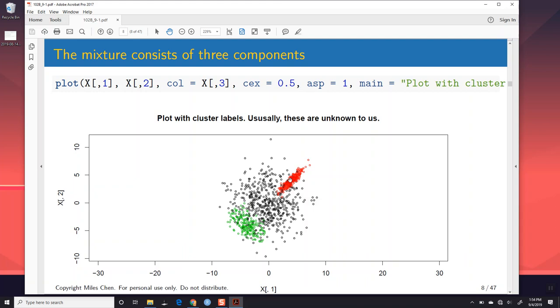Although visually, because we have an idea that the distribution looks like this ellipse, we would say visually that this one shouldn't belong to this because it's going the wrong way in the ellipse, right? And this one, these ones make more sense.